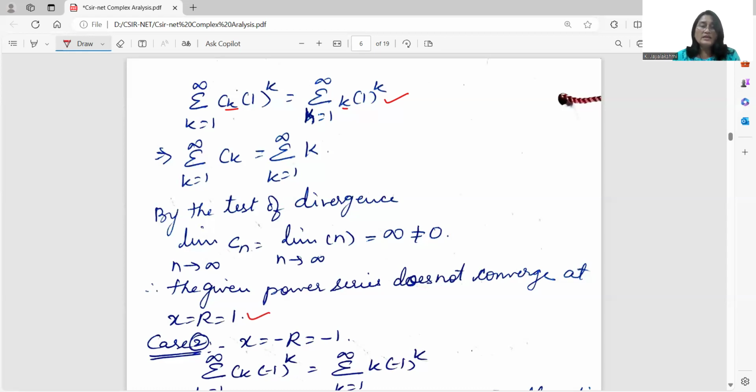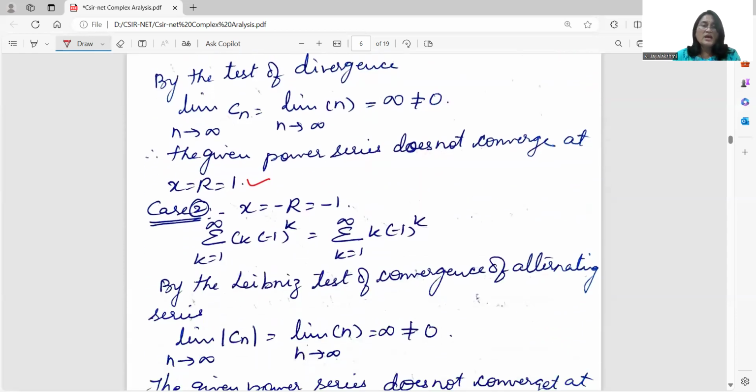Now, we go with the other case. The other case is that x is equal to minus R, and that is equal to minus 1. Let's see what happens with this. Now we have the same summation k equals 1 to infinity ck times minus 1 to the power of k. This is equal to summation k equals 1 to infinity k times minus 1 to the power of k.